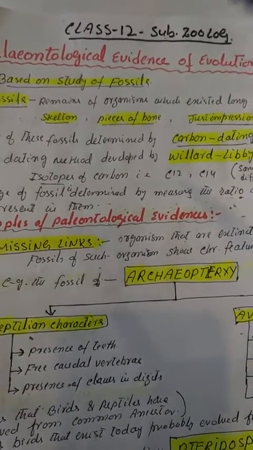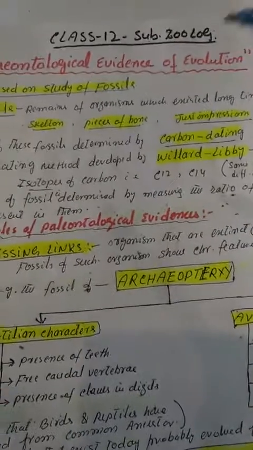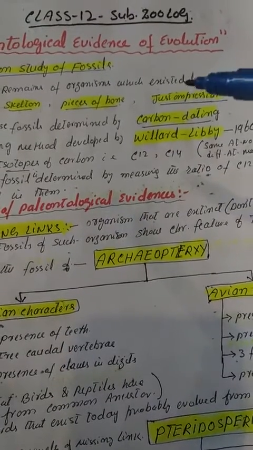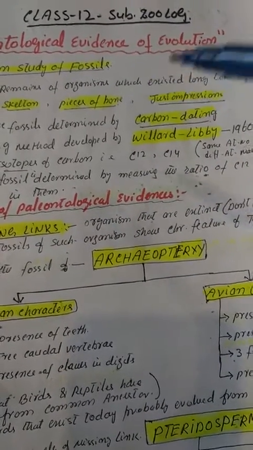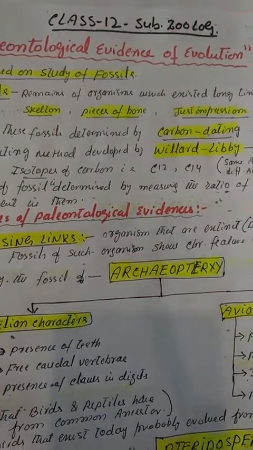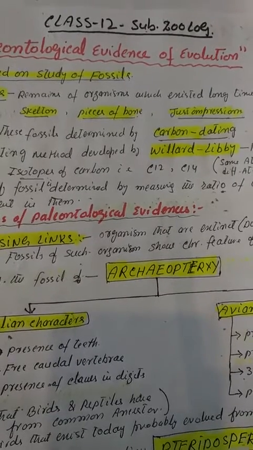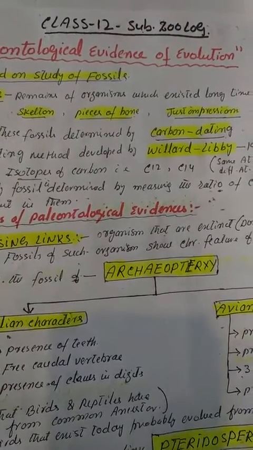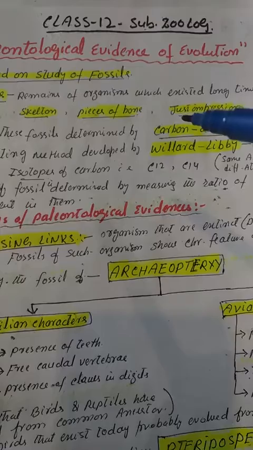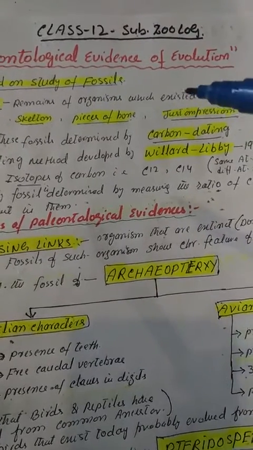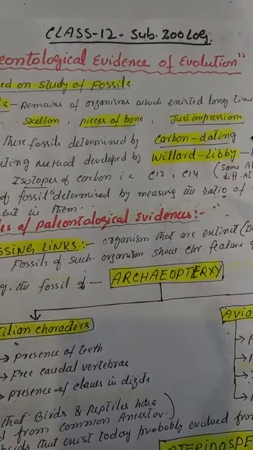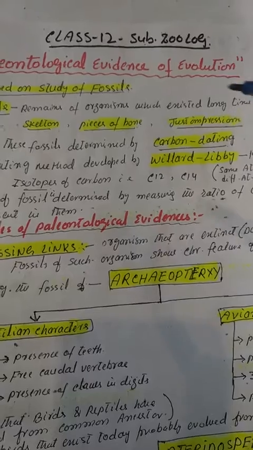Now, the age of these fossils is determined by a famous technique called carbon dating. This carbon dating method was developed by a scientist known as Willard Libby, and in 1960 he was awarded the Nobel Prize for his work. In carbon dating, isotopes of carbon, that is carbon 12 and carbon 14, which are present in living organisms, are studied.